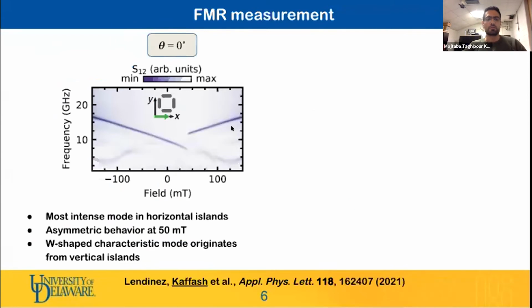Now let's take a look at our results. Here is the experimentally observed broadband ferromagnetic resonance spectra at a magnetic field applied at theta equals 0 degrees, which is shown with the green arrow here. The microwave field is directed along the y-axis. The color-coded maps show the strongest microwave absorption, corresponding to a minimum scattering parameter S12, in dark colors. We switch the magnetic field from negative to positive field.